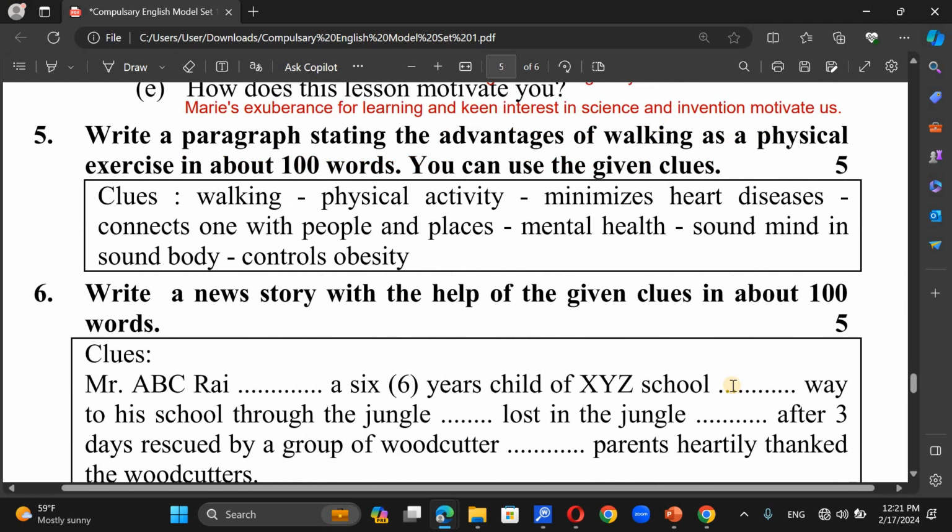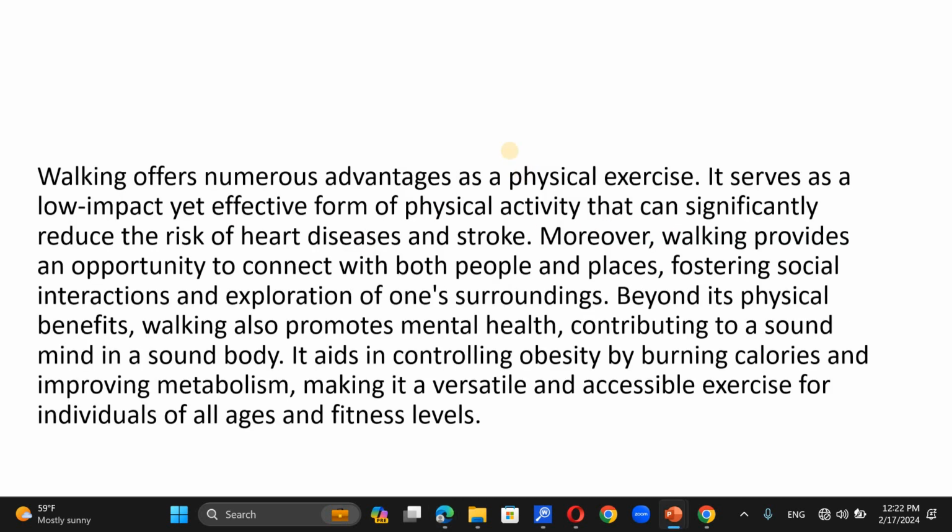Okay, next one is to write a paragraph stating the advantages of walking as a physical exercise in about 100 words. You can use the given clues. The clues are: walking, physical activity, minimize, etc. Walking offers numerous advantages as a physical exercise.